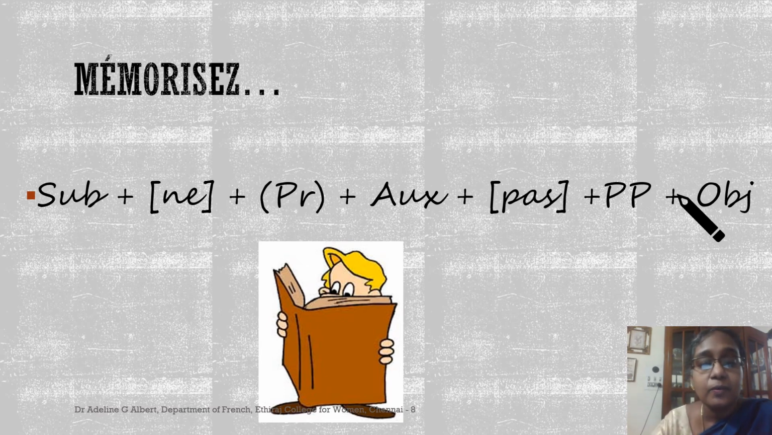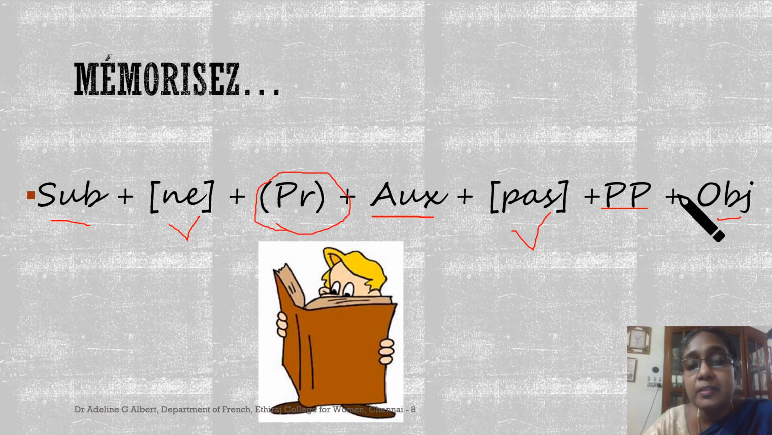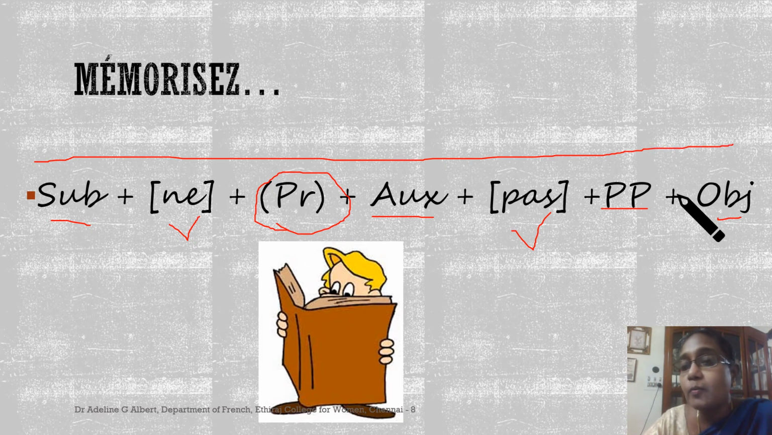Alright, so your auxiliary, your subject, pronoun or proper noun, auxiliary, past participle, object. And if your sentence is negative, you add your negative forms. If your sentence has a pronoun, you add your pronoun. But this is your basic structure: subject, noun within brackets, pronoun within brackets, auxiliary needed, past participle needed, object if necessary is also there. So this is your basic structure.